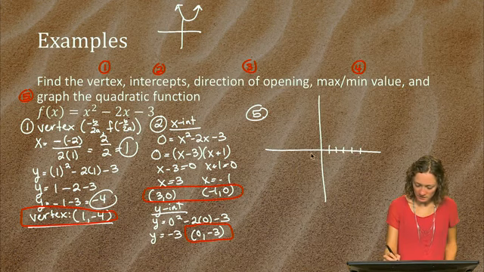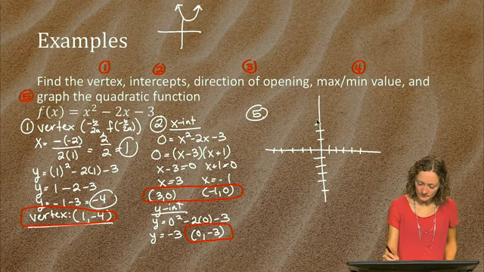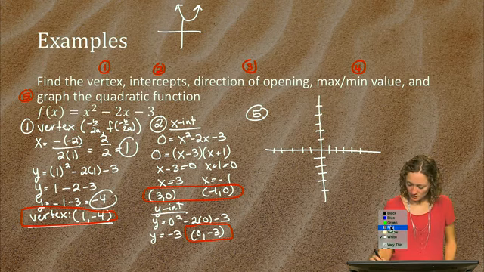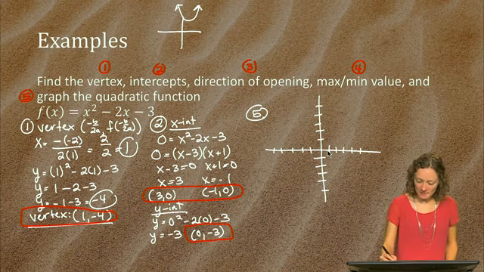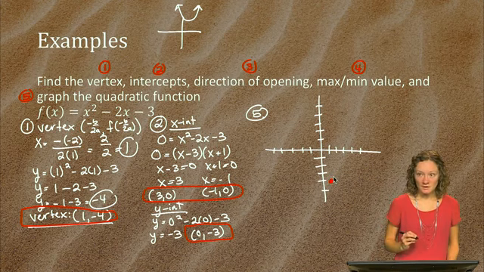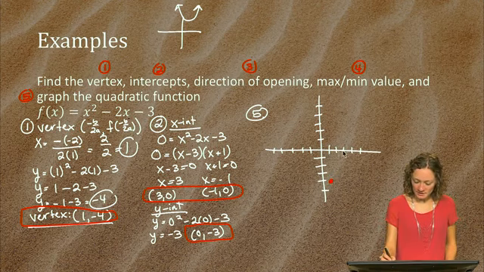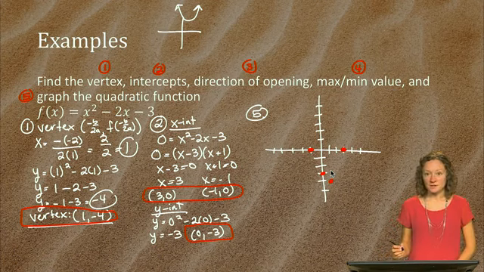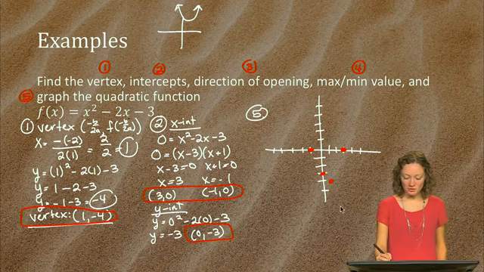Put some tick marks. And then we'll do this in red. So our vertex is at (1, -4). Our x-intercepts are at (3, 0) and (-1, 0). And the y-intercept is (0, -3). So again, you get a good idea of what this picture looks like.